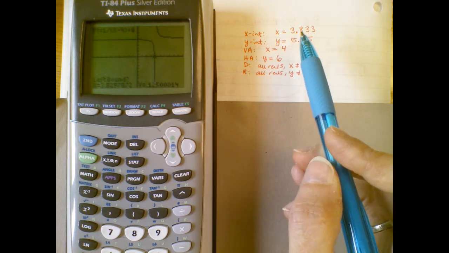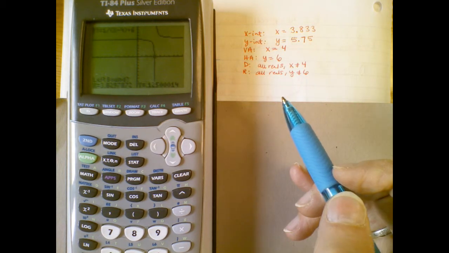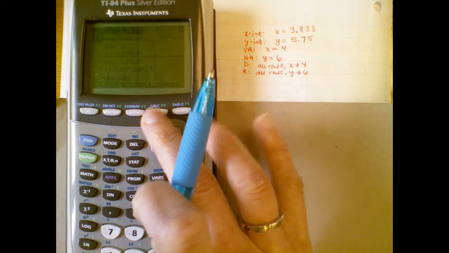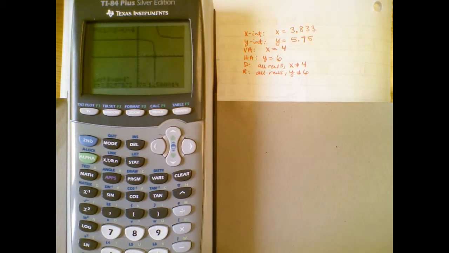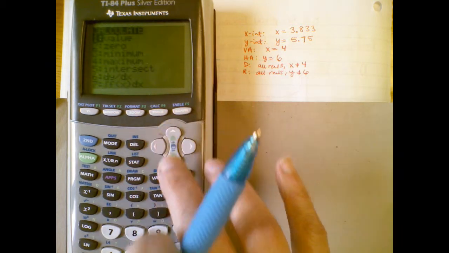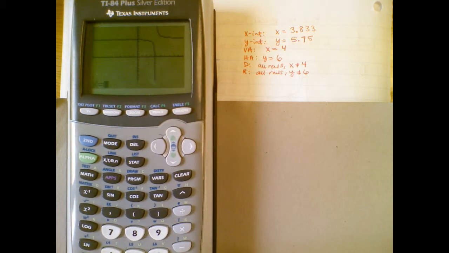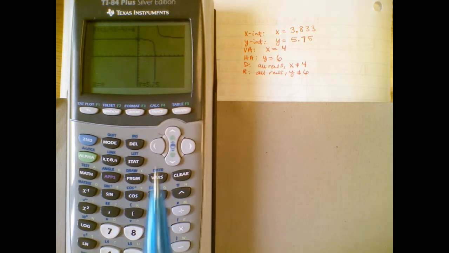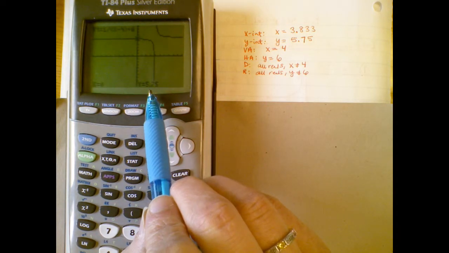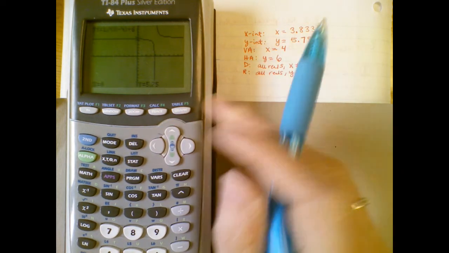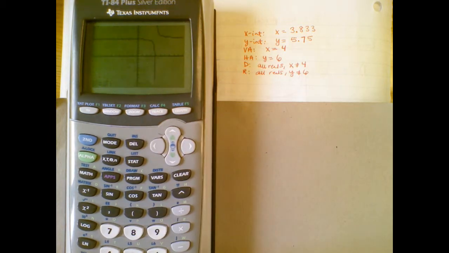For the next one, the y-intercept, we're going to see where it crosses the y-axis. So we go to second trace, go to value, type in 0 for the x, and then the y is 5.75. So we write that down as our y-intercept. So second trace, the first one, type in 0 for our x and see what the y value equals.